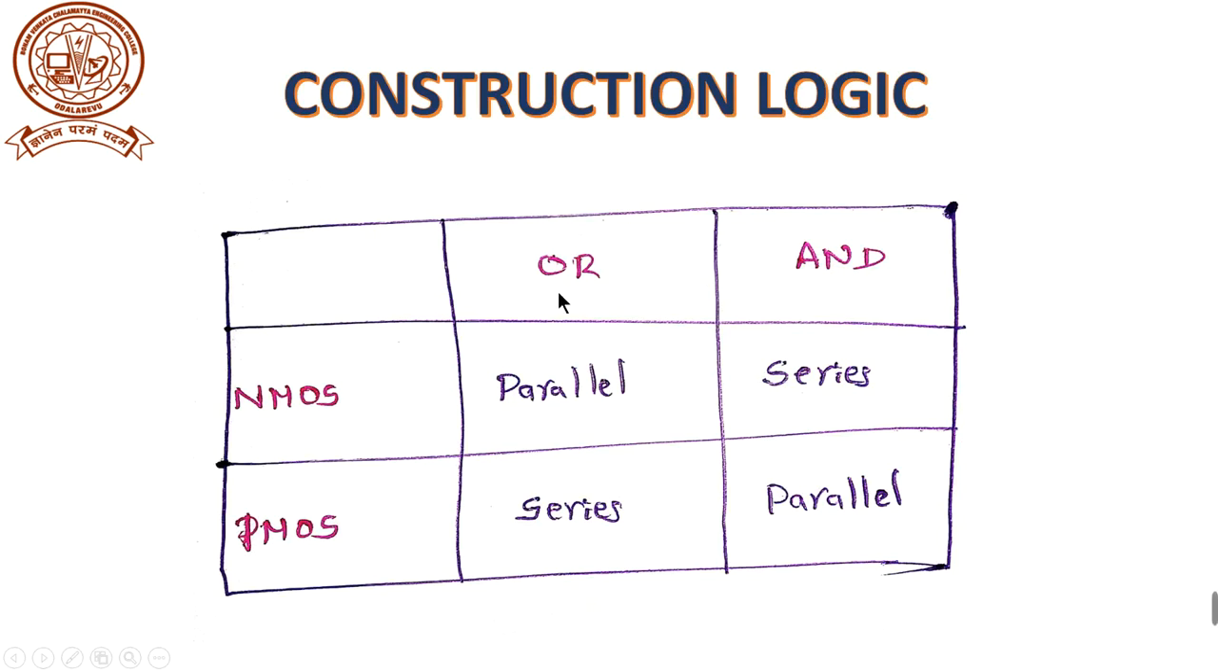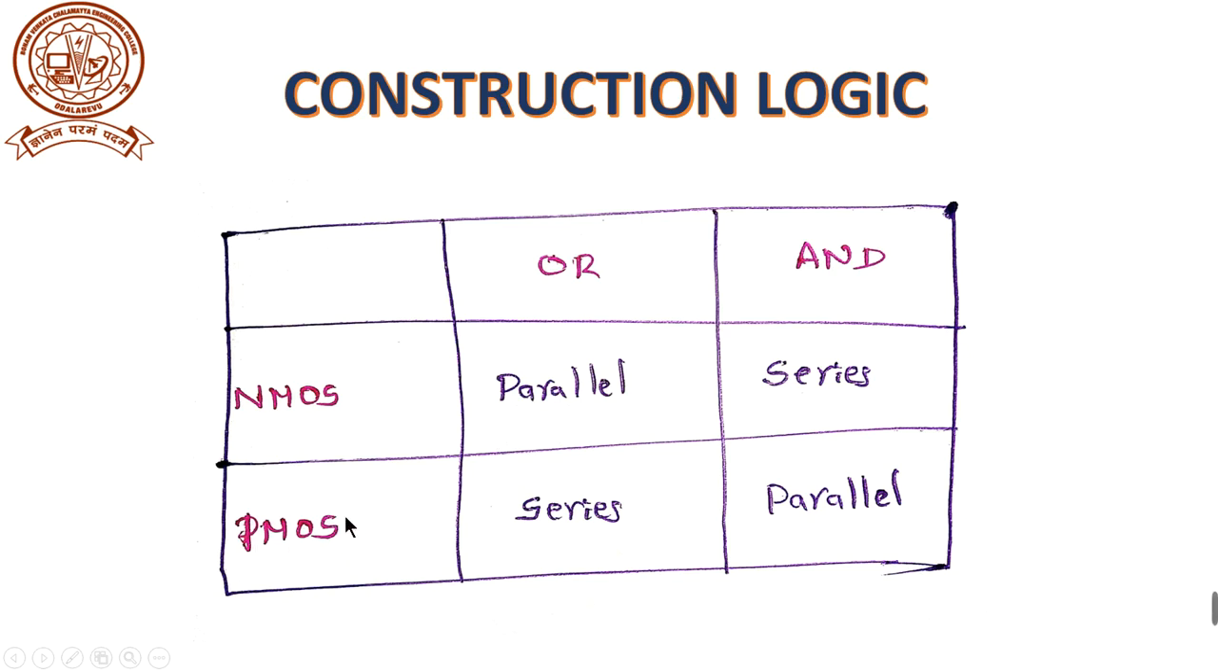If the given Boolean expression consists of an OR operation, simply that is addition, like A plus B, in that case the NMOS transistors are to be connected in parallel. Series means drain is connected to the source, and parallel means drain and drain should be connected, and source and source should be connected. That is the parallel logic. And for the AND logic, the NMOS transistors are connected in series.